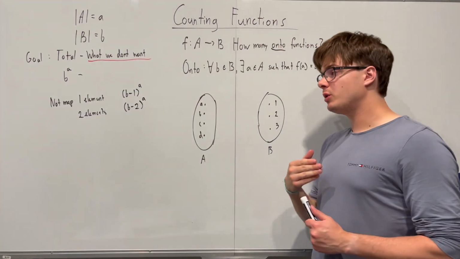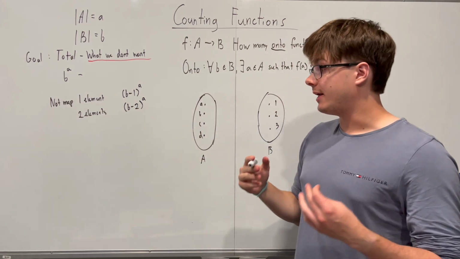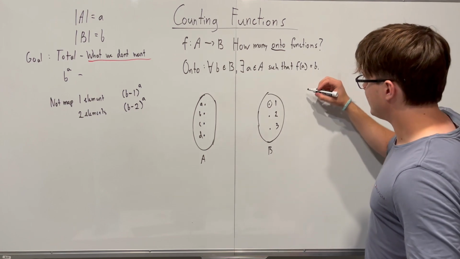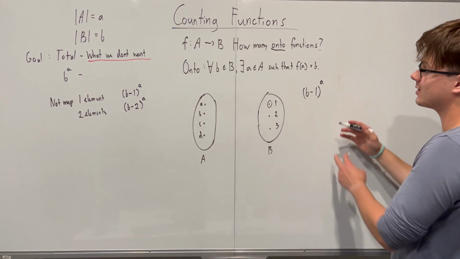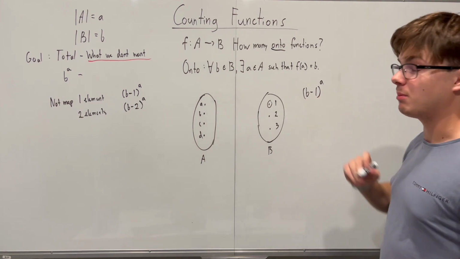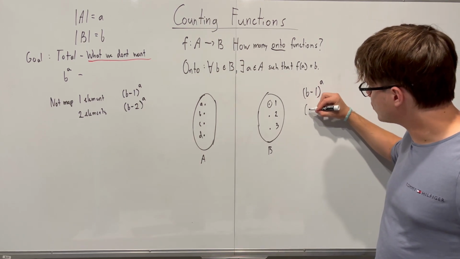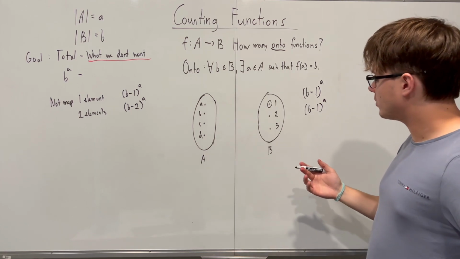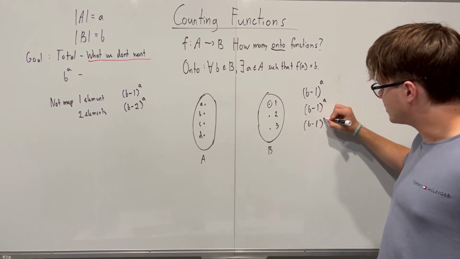Okay, so far we have noticed that when you don't want to map one element in your function, let's say you choose 1, well, that's going to equal b minus 1 to the power of a, right? That's going to be the solution of how many functions you can create that don't map to 1. If you want to know how many functions don't map to 2, it's also going to be b minus 1 to the power of a. And then when you want to find out how many functions don't map to 3, it's also going to be b minus 1 to the power of a.